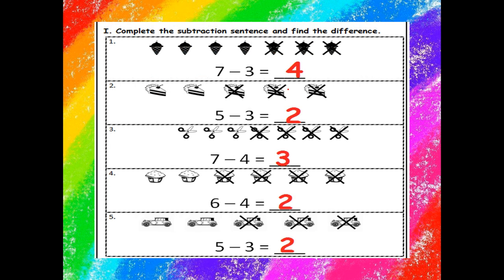Okay, so we have here 7 minus 3 equals 4. Again, 5 minus 3 equals 2. 7 minus 4 equals 3. And 6 minus 4 equals 2. It means you have your 2 cupcakes left. And you have 5 jeepneys. 5 minus 3, 5 jeepneys. 1, 2, 3, 4, 5. And you get 3. This one. 1, 2, 3. You take away 3 jeepneys. So you have 2 jeepneys left. So you have 5 minus 3 equals 2.